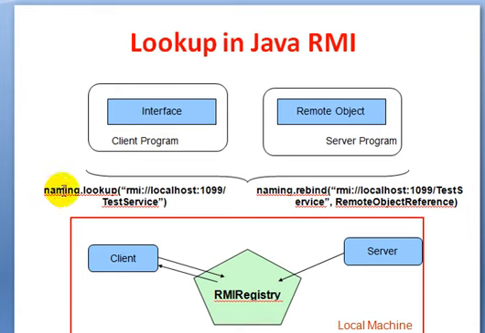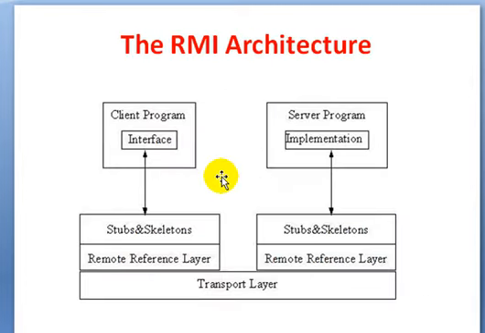We need to use Naming.lookup, and we need to use Naming.rebind in order to rebind the unicast object, which is the URL, with the interface with the server. So we will know that in the next few minutes.